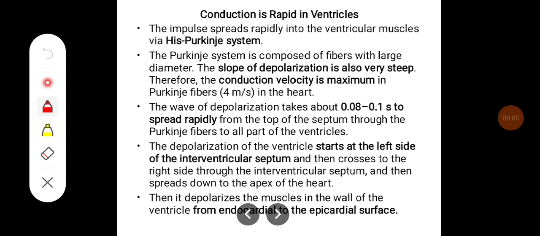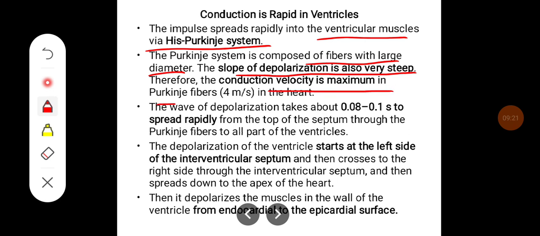Conduction is rapid in ventricles. The impulse spreads rapidly into the ventricular muscles via the His-Purkinje system. The Purkinje system is composed of fibers with a large diameter. The slope of depolarization is also very steep. Therefore, conduction velocity is maximum in Purkinje fibers. The wave of depolarization takes about 0.08 to 0.1 second to spread rapidly from the top of the septum through the Purkinje fibers to all the parts of the ventricles.